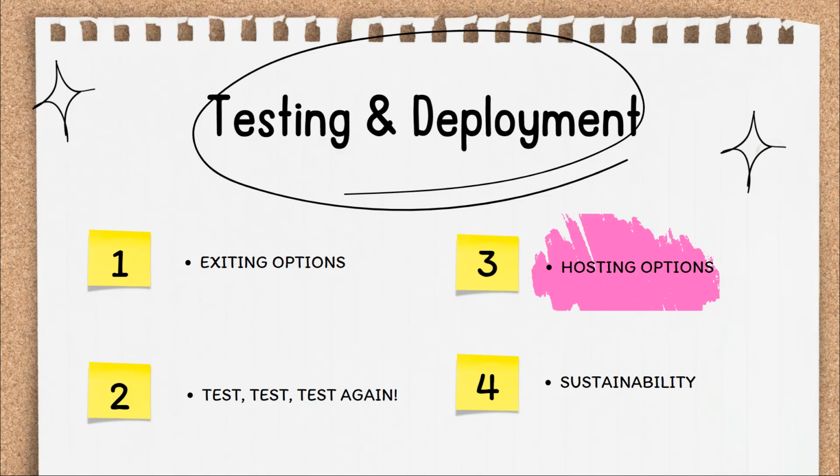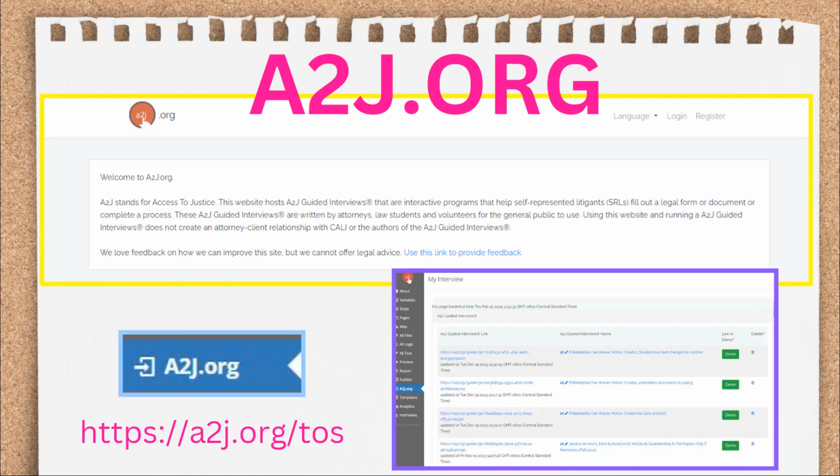To get your interview out of A2J Author, you need to do what is called publish it. To publish your interview, you go to the Publish tab and select the publishing option that is associated with your hosting choice. Now let's talk through your options. The first hosting option is on Cali's A2J.org site.